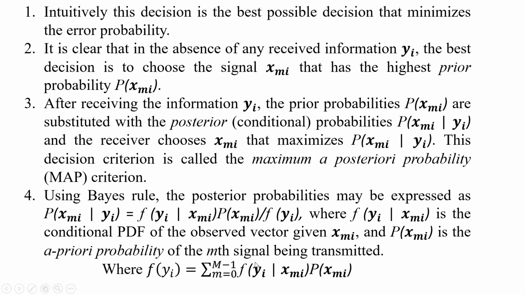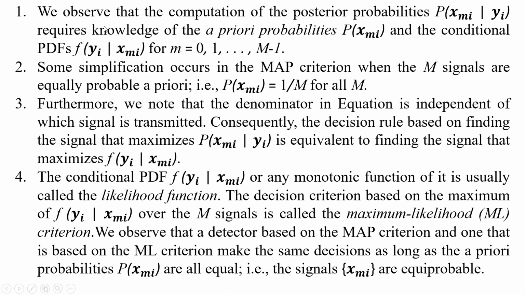Using Bayes rule, I can write this. I have already explained how you can calculate f of yi, which is in the denominator, but this is independent of the particular value of m which was transmitted. So we observe that the posterior probabilities require knowledge of the prior and the conditional probability, f of yi given xmi. Some simplification occurs in the MAP criterion when the signals are equally probable. In that case, the estimate of the signal in the maximum likelihood estimation technique will be equal to the estimate of the signal in the case of the MAP criterion.